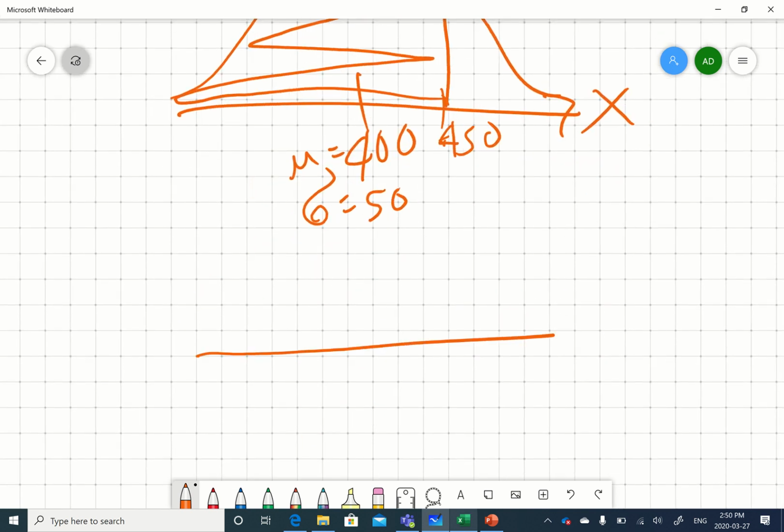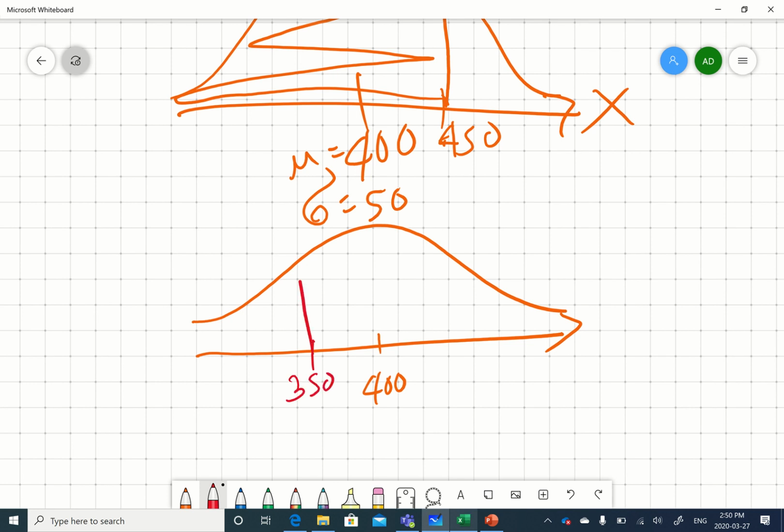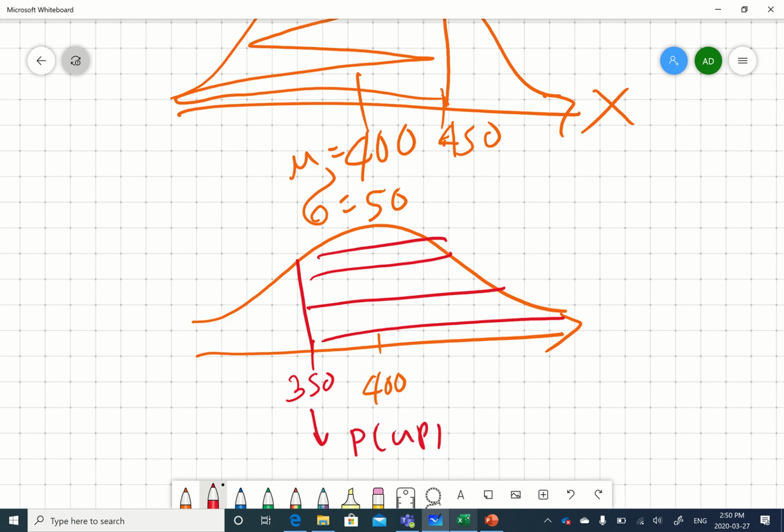And if you want to get the area above a number, say the area to the right of 350, that means you're reading probability upper. Here you're reading probability lower. So you can calculate the probability that the variable is more than something, less than something, or between two values.